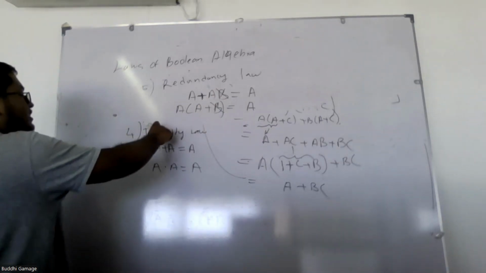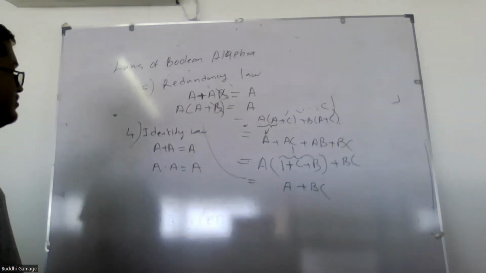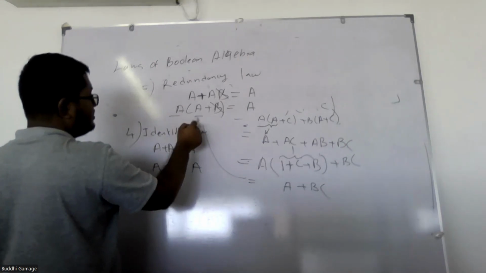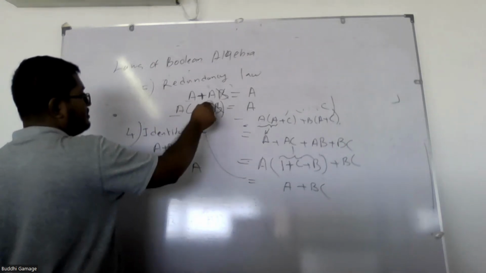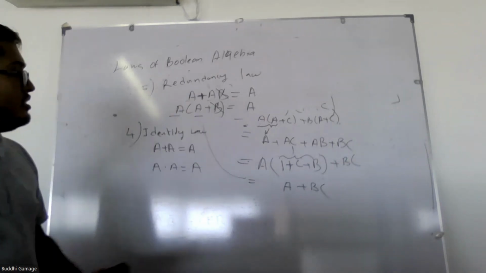And even if outside of the bracket there is A and inside A plus B, we need to have this one and this one inside the bracket. This one and this one. Then we can remove the other part.